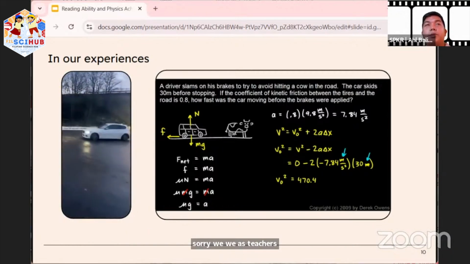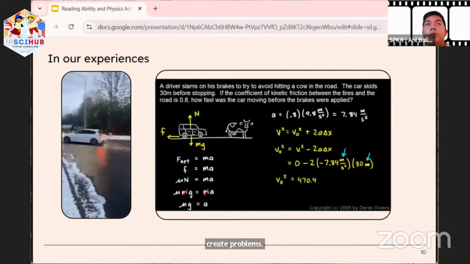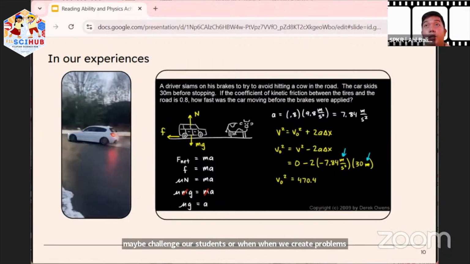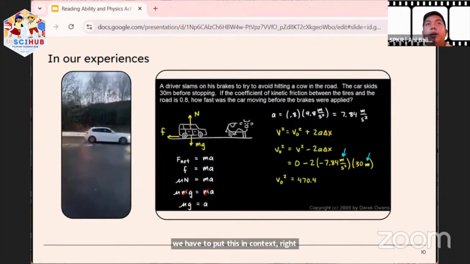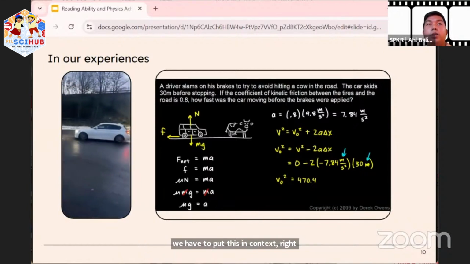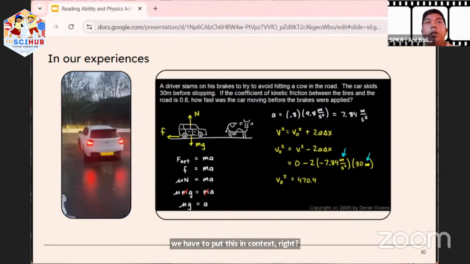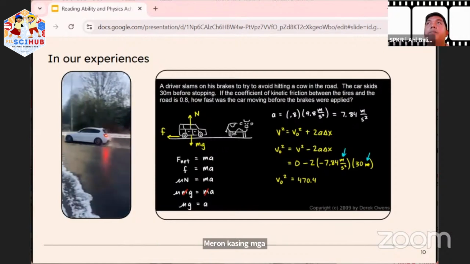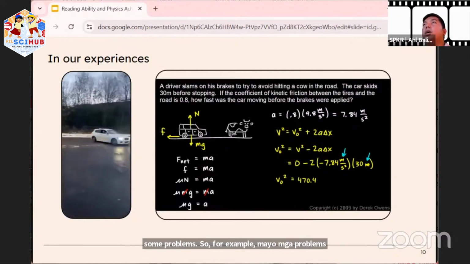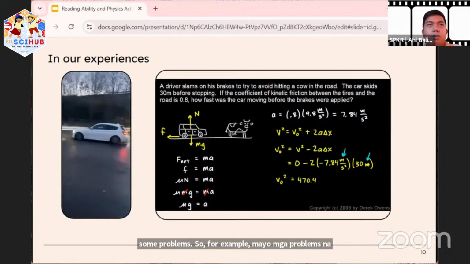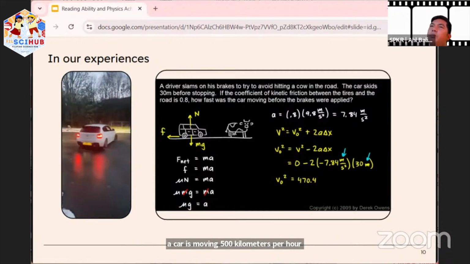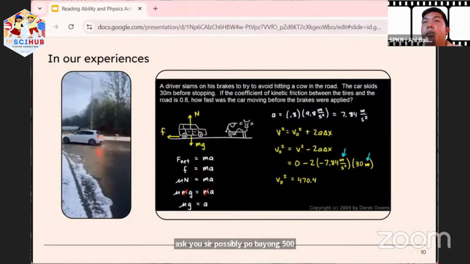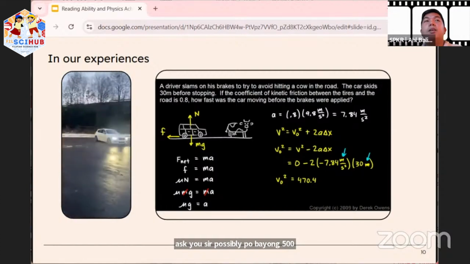We as teachers also have to create problems or challenge our students, and when we create problems we have to put them in context, right? We have to put this in context. For example, meron kasing mga problems na a car is moving 500 kilometers per hour. And then the students would ask you, Sir, posible po ba yung 500 kilometers per hour?